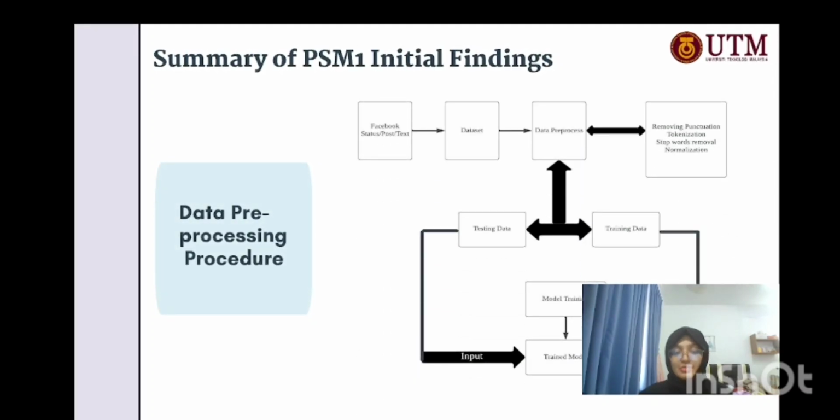So for the data pre-processing procedure, first of all, I will collect the posts or text from the Facebook, and I will make a data set, and then the data pre-processing part will depend on four parts, and then we will test the data, and then we will train the data. After training the data, I will move it to the model training, and then the trained model will give us the result.